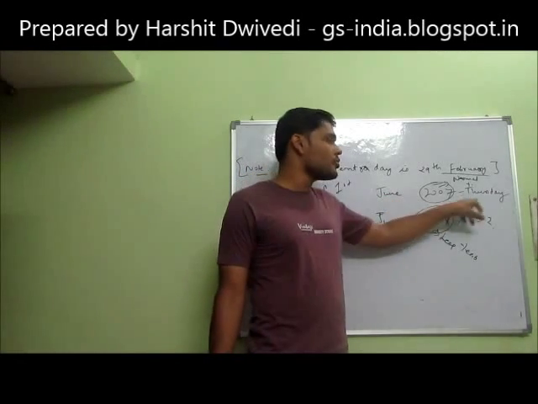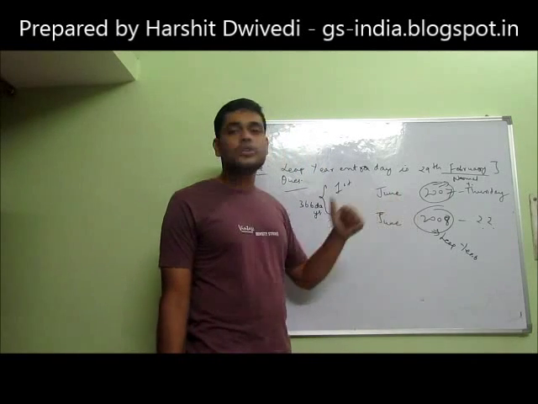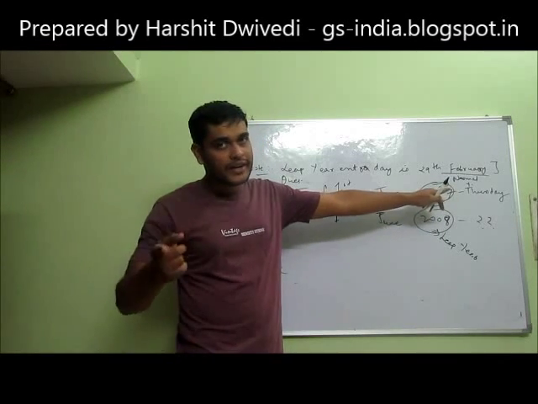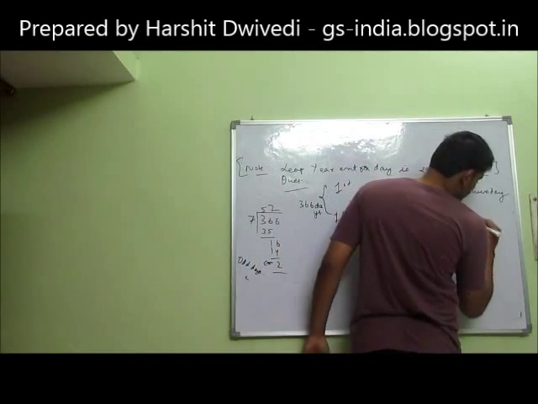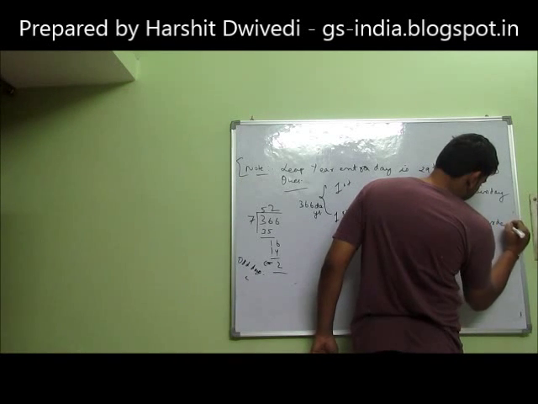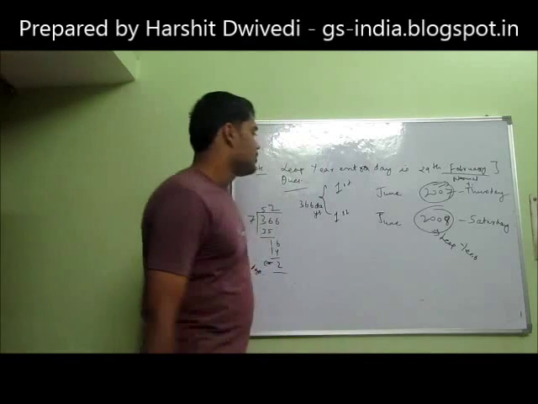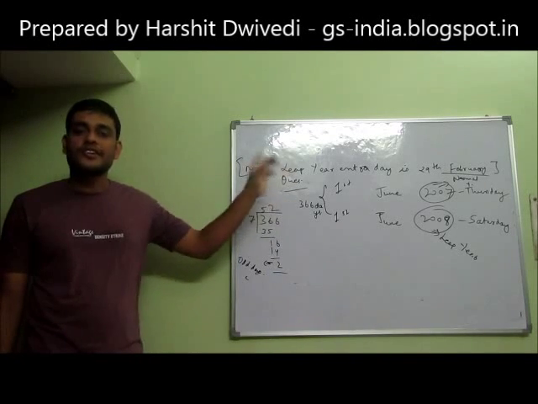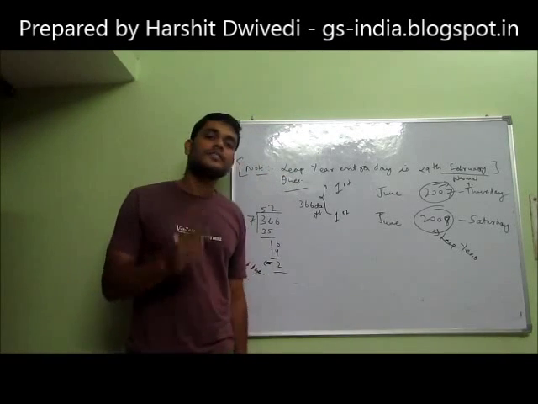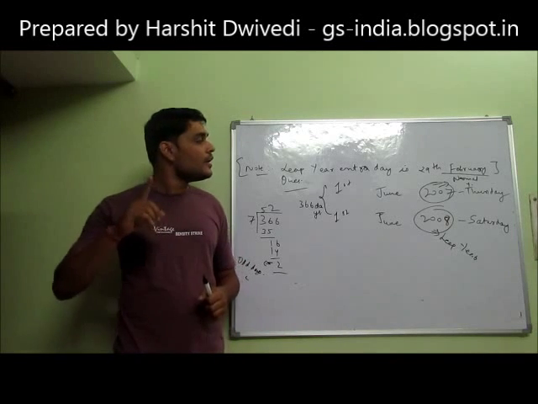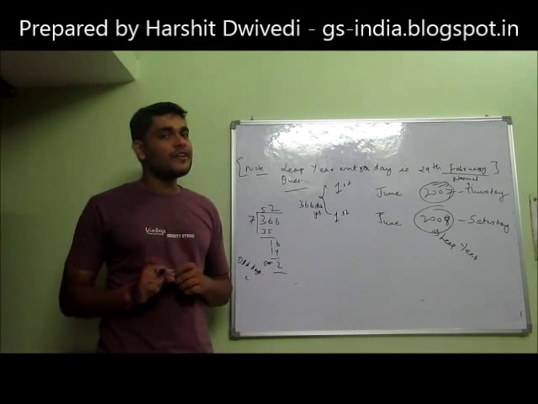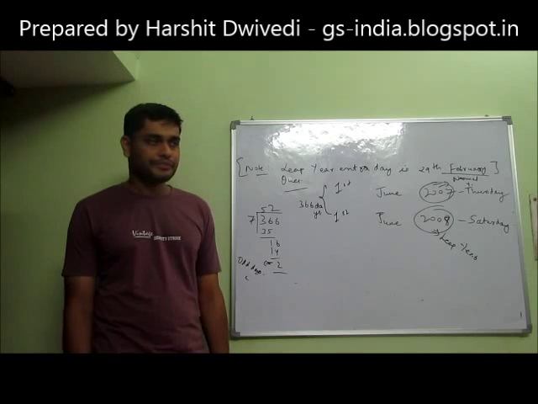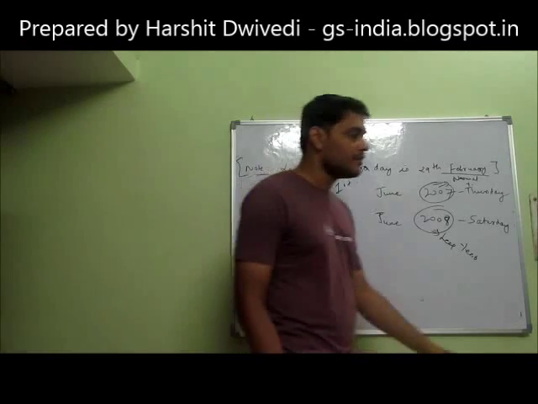So if 1st June 2007 is Thursday, then 1st June 2008 will be 2 days further than Thursday. Thursday to Friday and Friday to Saturday. So this will become Saturday. So your 1st June 2008 will be Saturday, because this was effectively 366 days, not 365 days. So you have to specifically look whether 29th February is coming in the calculation or not. This you have to keep in your mind. Okay, now moving forward.